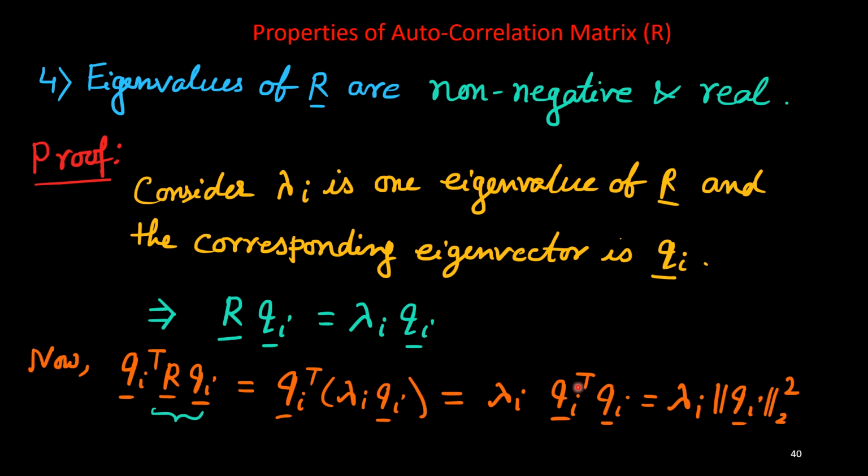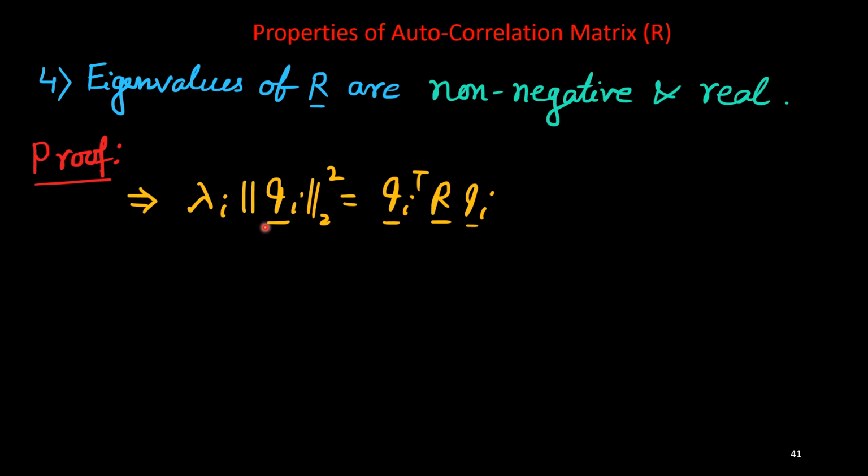qi is a column vector, and its transpose will become a row vector. This is a row vector times a column vector, so you will get a 1 by 1 element, a scalar quantity, and that is the norm 2 square of qi. You take the square of each element and sum it up, and you get the norm 2 square. So this is lambda i times the norm 2 square of qi, which equals qi transpose R qi.